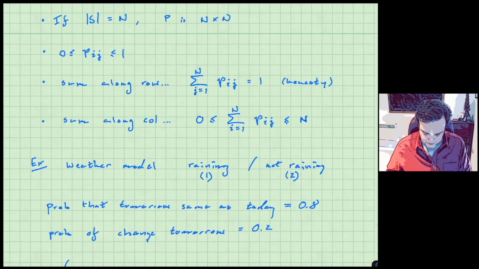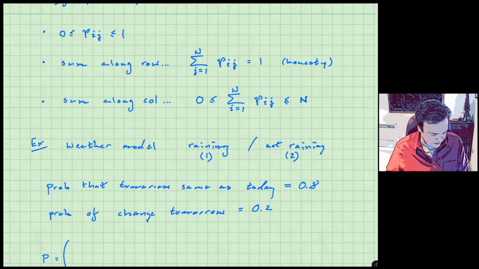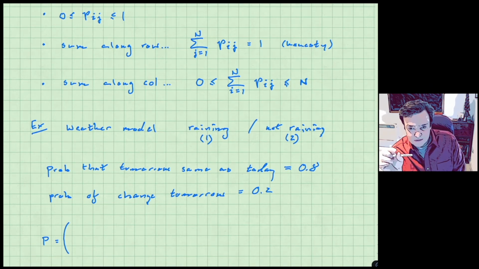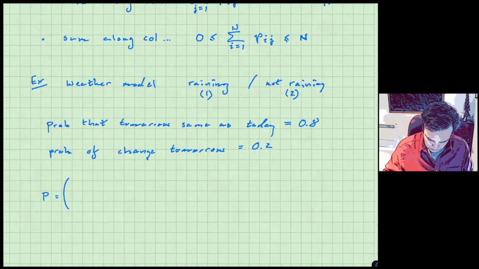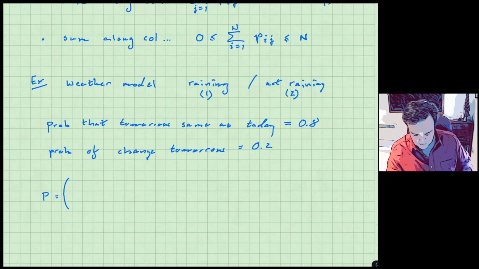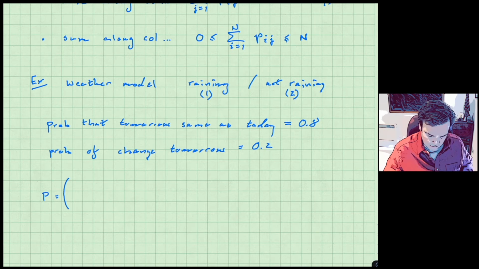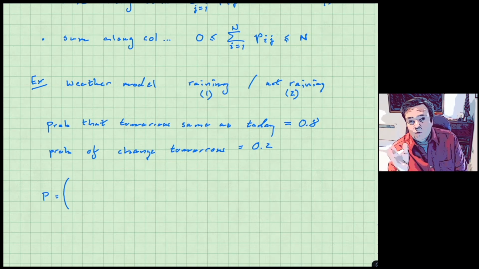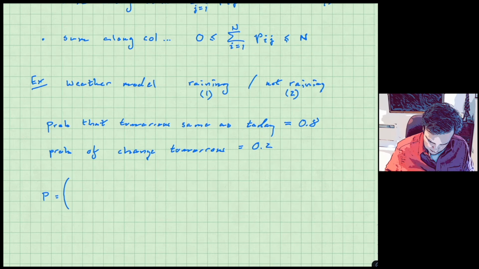Remember these rules up here. Personally, I think it's best to work by row, because that's the one that has the honesty condition on it. If you go along the row, you're saying, what's the probability of going from whatever state I'm in to the next one? Let's try that. The first spot is the probability of going from state 1, which is raining, to state 1. That's no change. If it's raining, that's state 1, and you go back to state 1, it didn't change. And so that's 0.8.